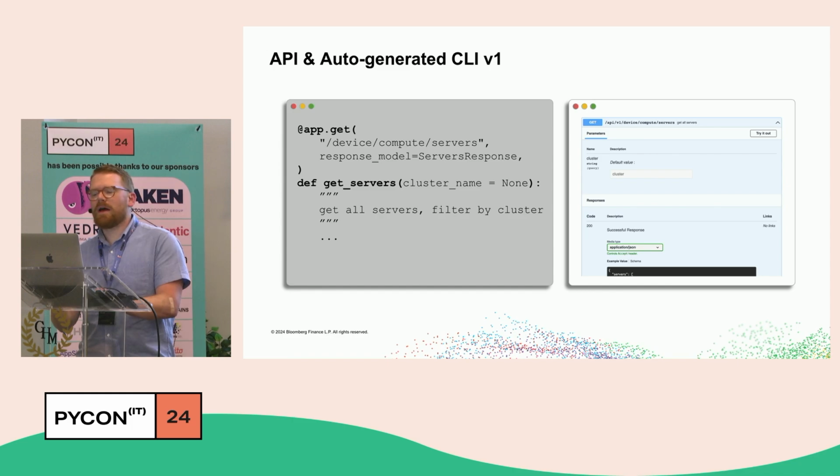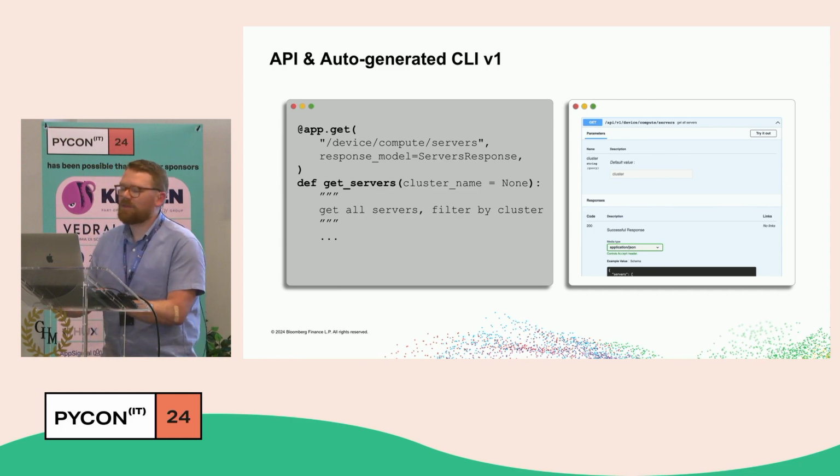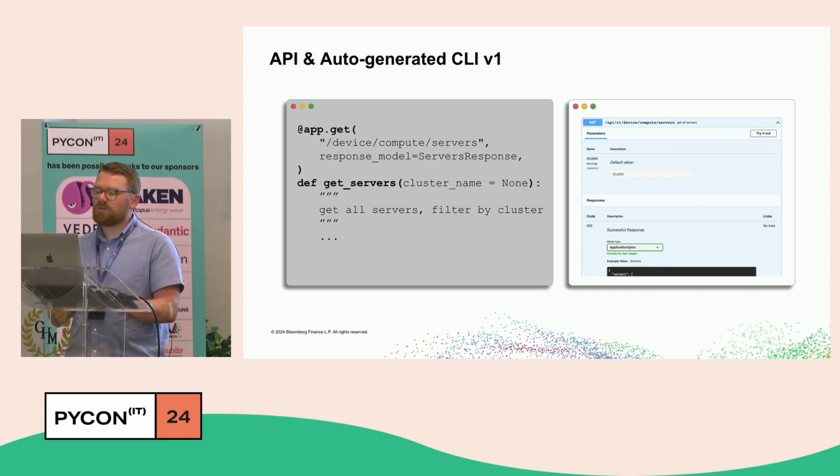Here's a sample API endpoint that's used to list all the servers that an API knows about. It uses a get method. Its path is /device/compute/servers. It takes an optional cluster_name query parameter to filter results by cluster, and it responds with a JSON blob containing a list of found servers.